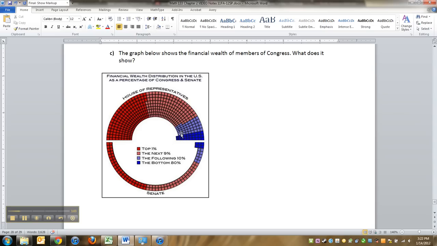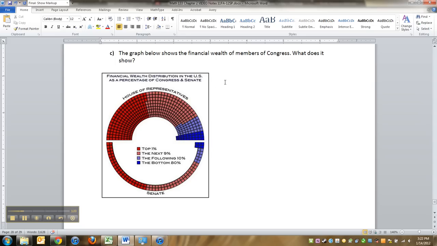And then the following 10%, so that would mean this light blue region here, those are the people that are in the 11 to 20% range. And then the deepest blue are people that are lower than that.